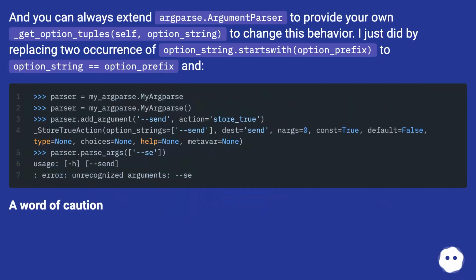And you can always extend argparse.ArgumentParser to provide your own _get_option_tuples(self, option_string) to change this behavior. I just did, by replacing two occurrences of option_string.startswith(option_prefix) with option_string == option_prefix.